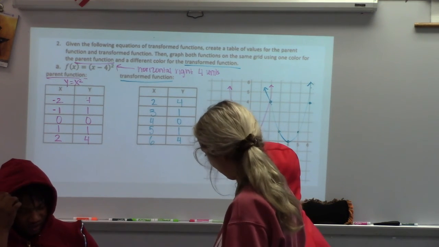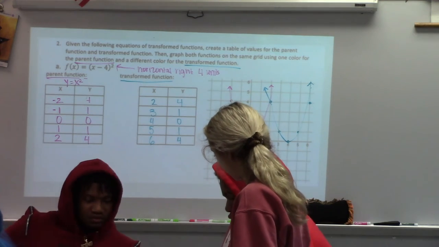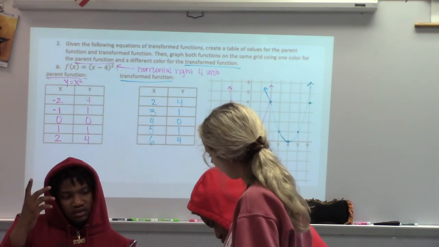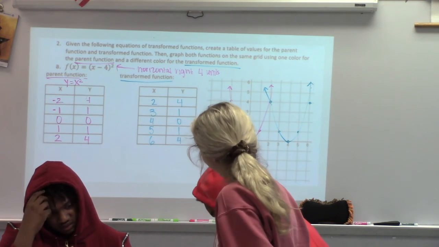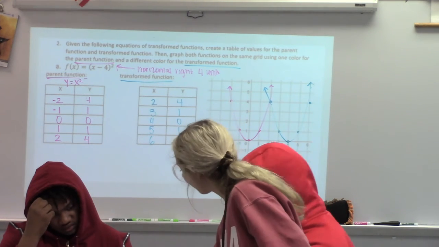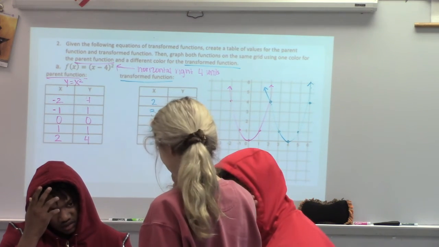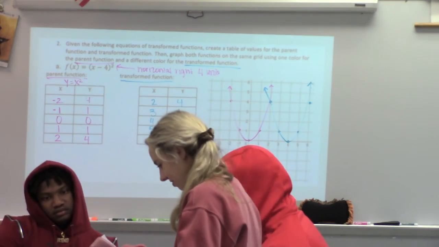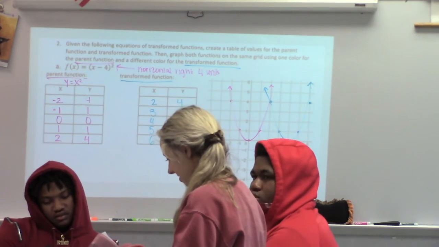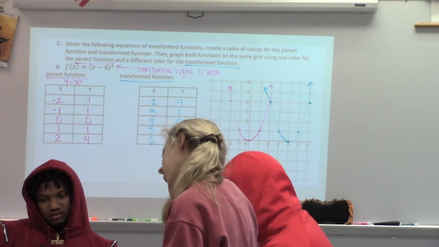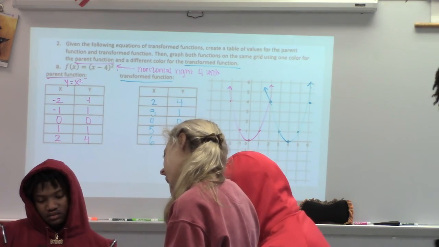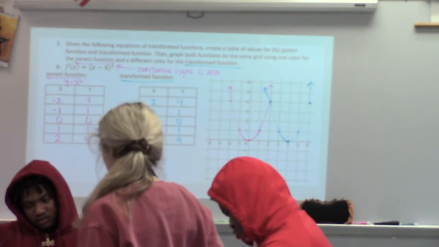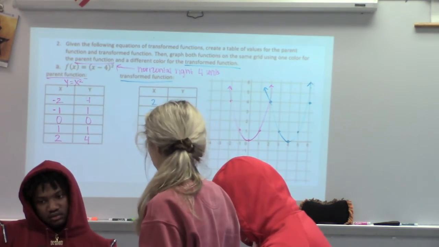What is this? Why does it have an arrow like that? I need to actually check this. Okay, so it doesn't go back up. It just goes that way. Yeah, so you will have to talk about the inverse there. Before you do that, what's the parent function?